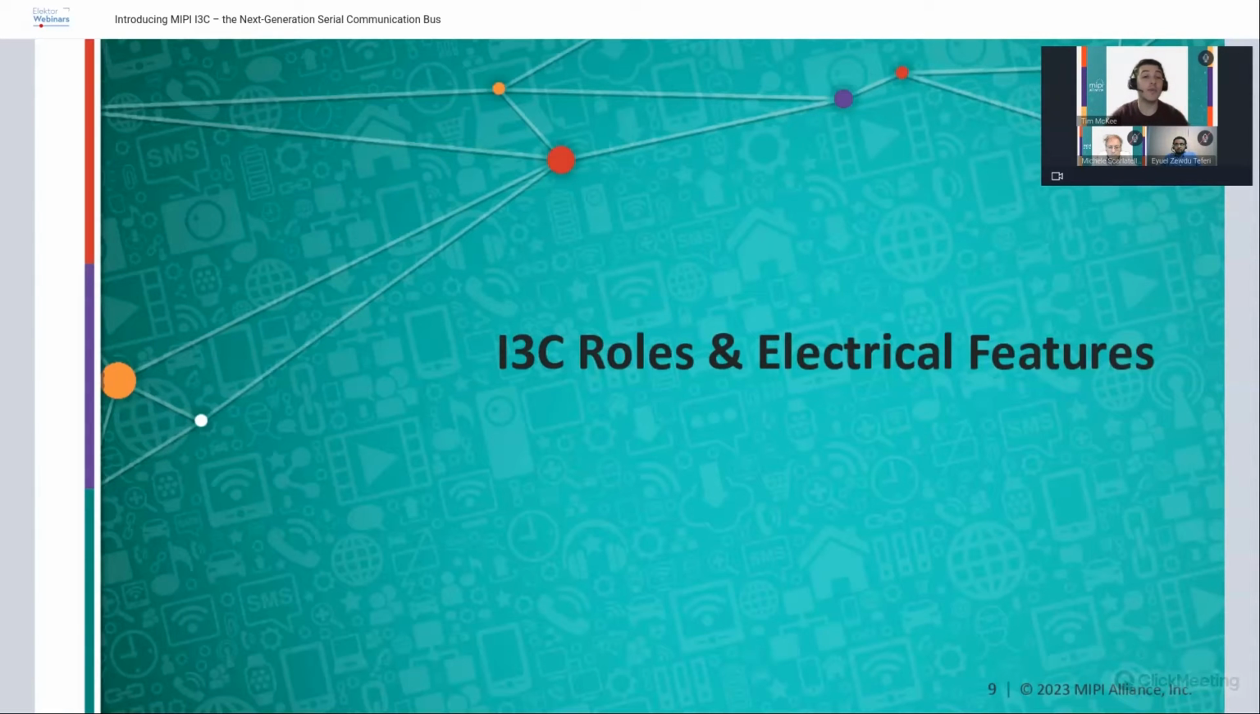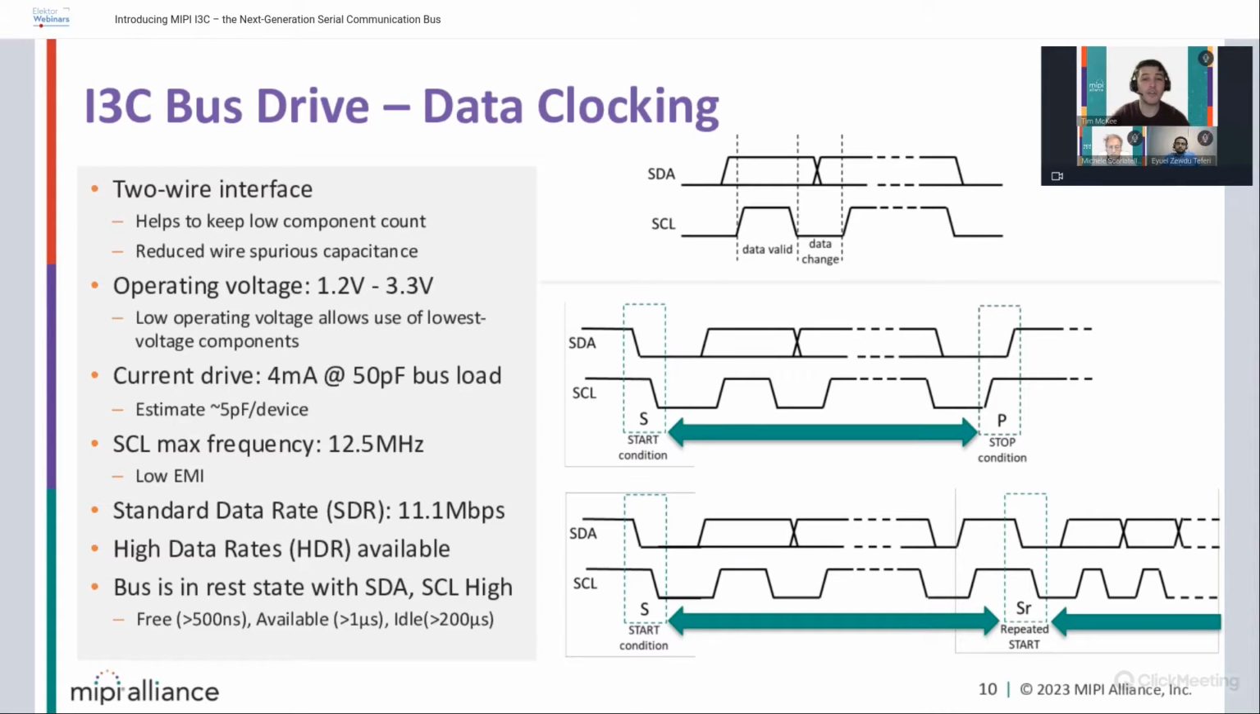So getting into a little bit more of the detail about how I3C works and its electrical features, as we've mentioned, it's a 2-wire bus, a 2-wire interface with an SDA, which is our data line, and an SCL, which is our clock line. And as you can see at the top there, our data is valid in between the transitions. And so we have a variable voltage range ranging from 1.2 volts to 3.3 volts, and the current drive on a 50 picofarad bus load of around 4 milliamps.